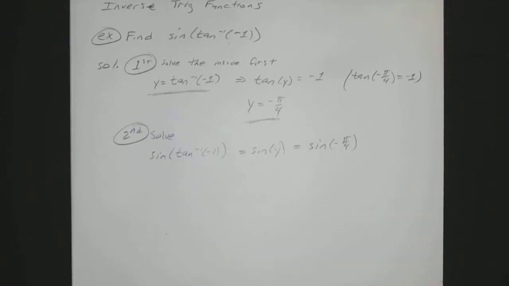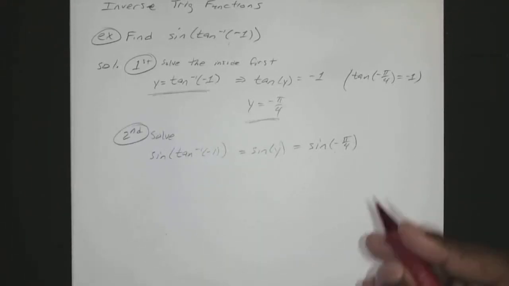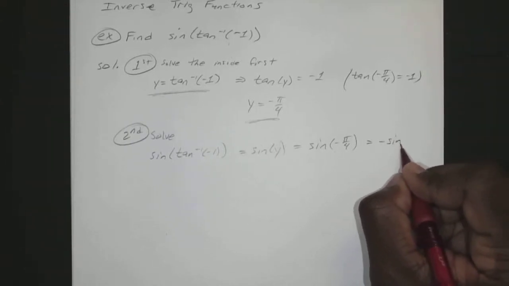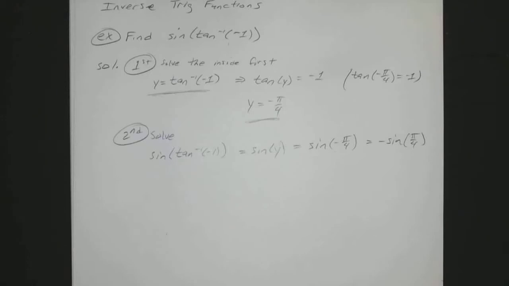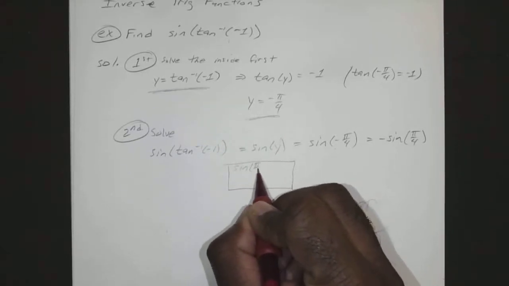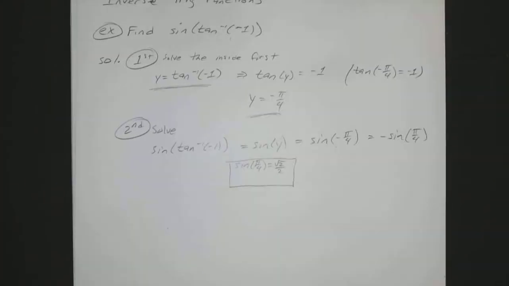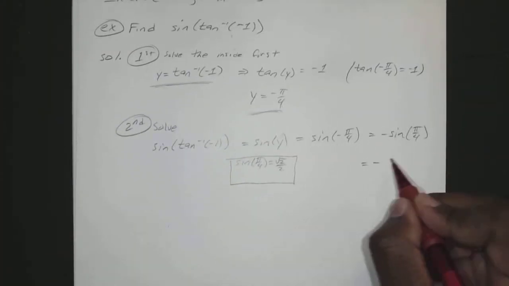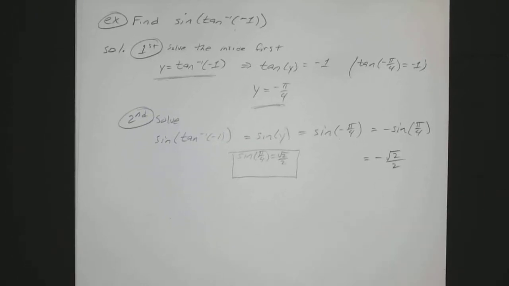Remember, sine is an odd function, so that negative can just go right out to the front. That's equal to negative sine of pi over 4. We know that sine of pi over 4 is equal to square root of 2 over 2. So this just becomes negative square root of 2 over 2. And that's your answer. All right. Any questions on that one? All right.